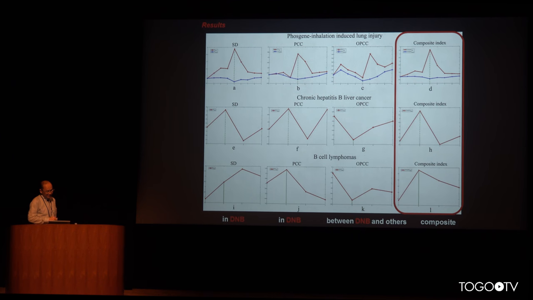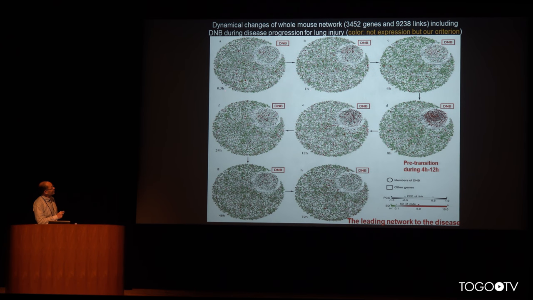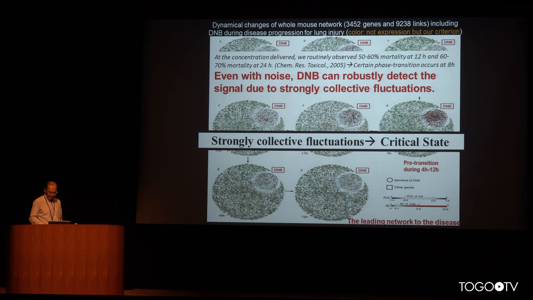So this is the result. This is half hour, 1 hour, 4 hour, 8 hour, until 72 hour. These are the gene expressions. Based on our DNB theory, we can identify the dynamic network biomarker here. We intentionally put it here. Then we can see at 8 hour, there is a very strong signal, so we know it's at the tipping point. We call it the pre-disease state. At this time point, clinically, the lung is still normal. But at the next time point, we found the lung is damaged. So we consider we have identified the critical state.